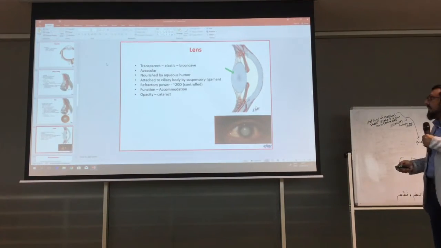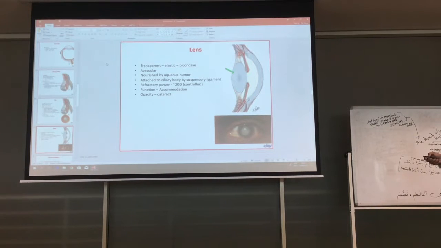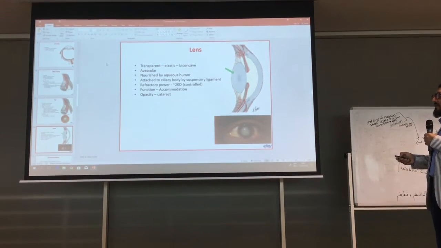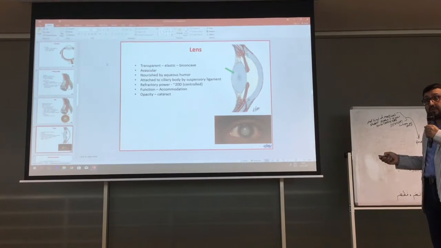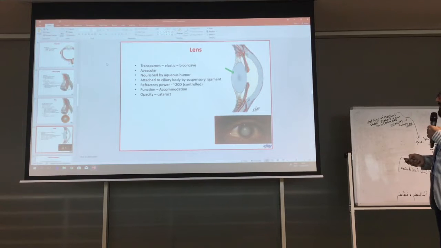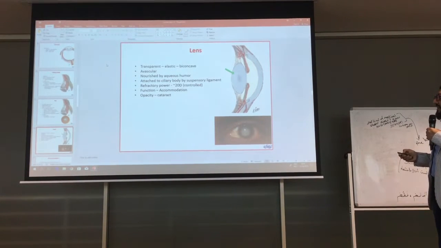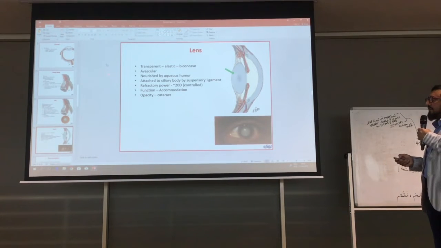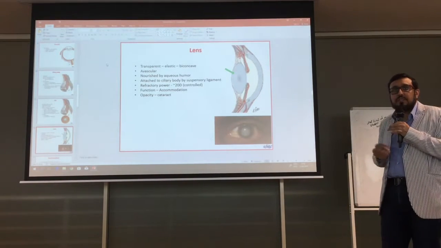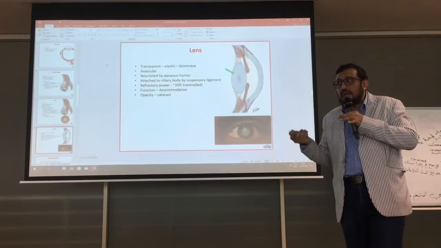Okay, the lens, nothing big about it. It's a transparent, elastic, biconvex structure. Again, an avascular structure, so it needs to be bathed in aqueous humor to be supplied. It is attached to the ciliary body by the suspensory ligament and has one third of the refractive power. Its basic function is accommodation, and the basic problem related to it is opacity, which leads to cataract.